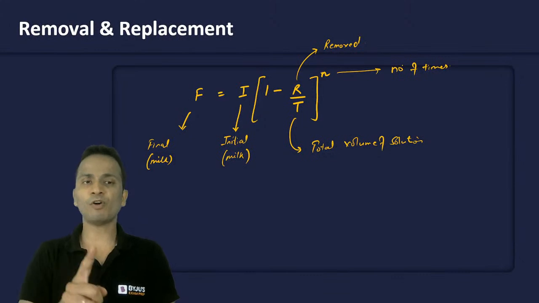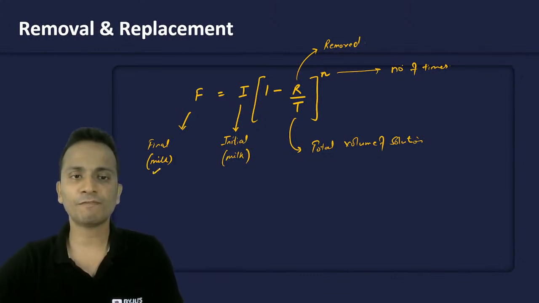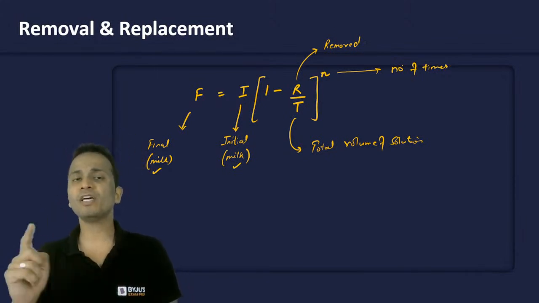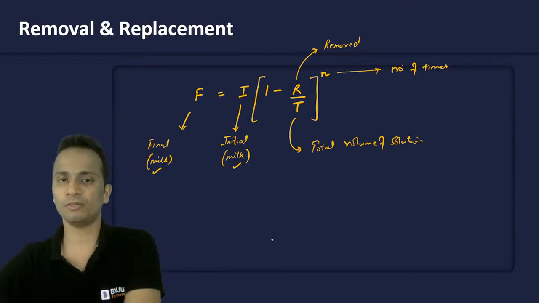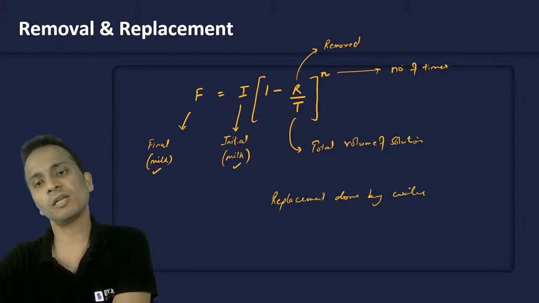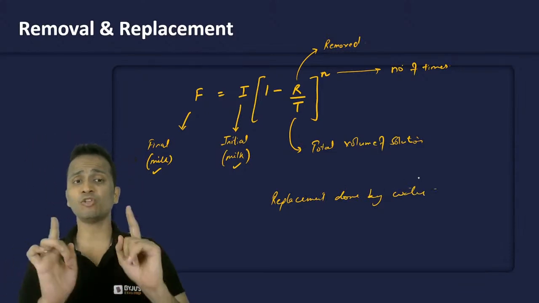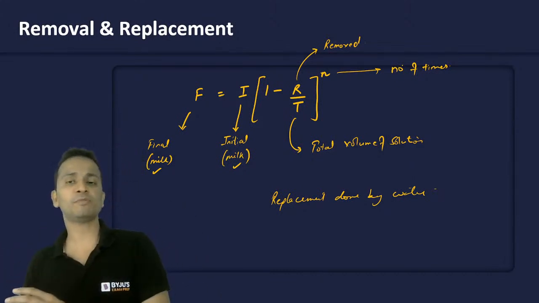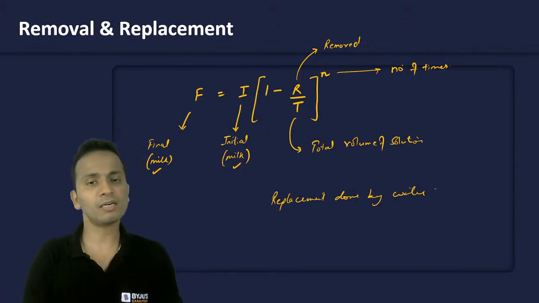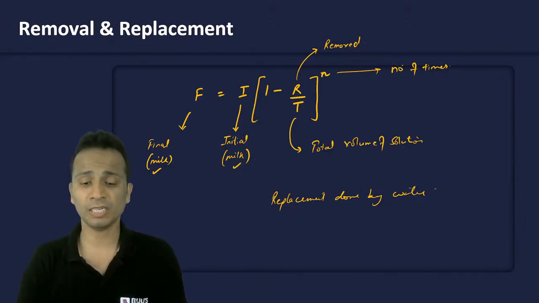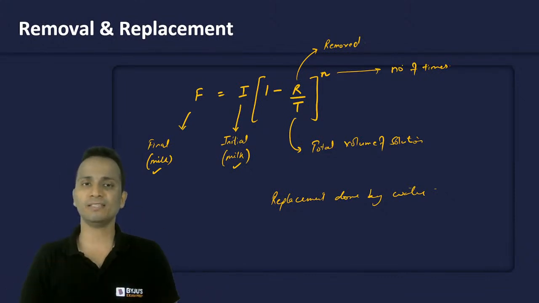Right? Now in this formula, we have kept the final and initial concentration of milk. So this formula is applicable on milk if the replacement is done by water. If the replacement is done by milk, then wherever I have written milk in the formula, it will be water. So if we are doing replacement by water, then the formula will be applicable on milk and vice versa. Okay. So this is the formula for the removal and replacement, and once again it can be used directly.